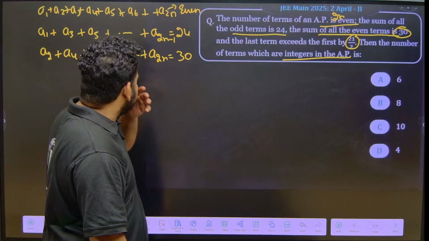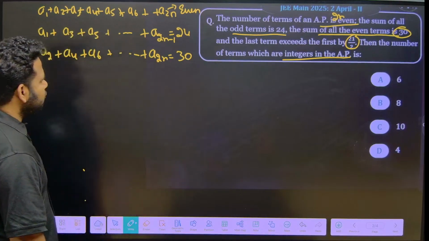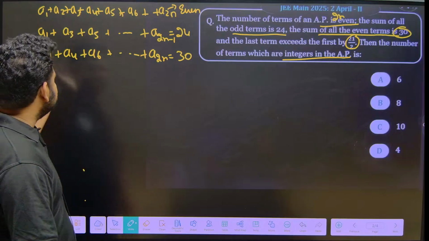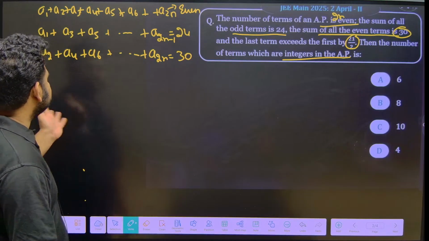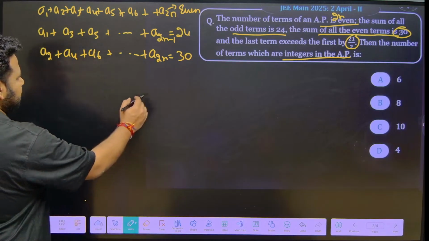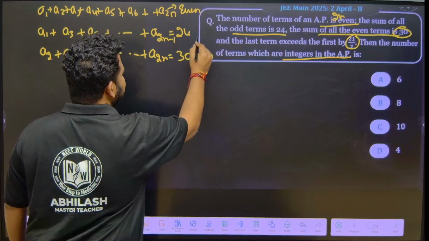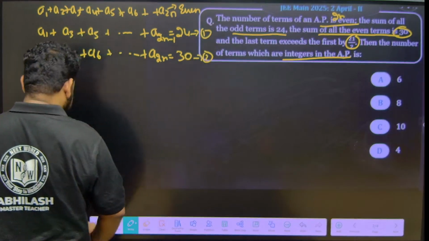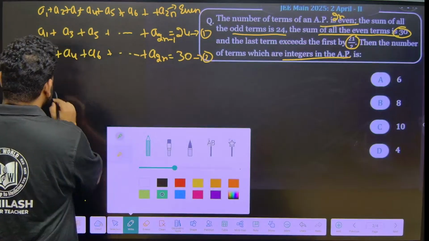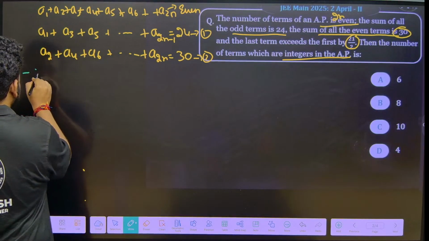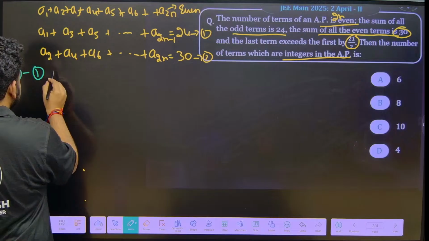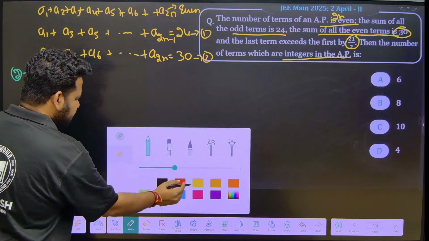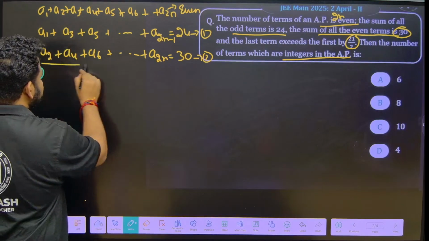So listen. Now we have this. To proceed further, let us take the difference of these two. If I write this as equation 2 and that as equation 1, this is my star step. I'll do equation 2 minus equation 1. Star step means this is the key step for my question.